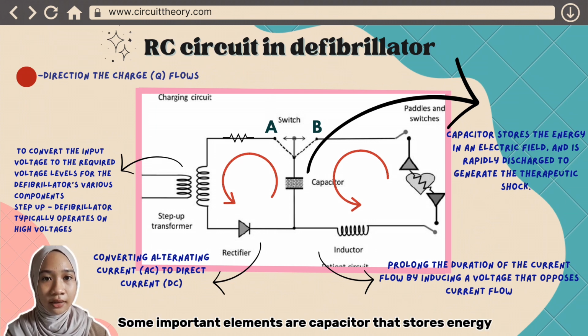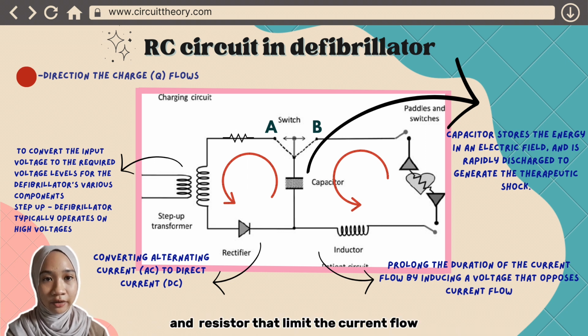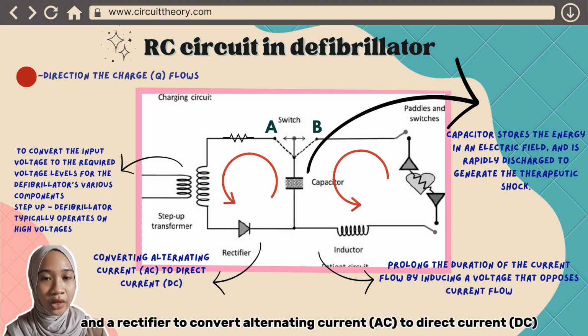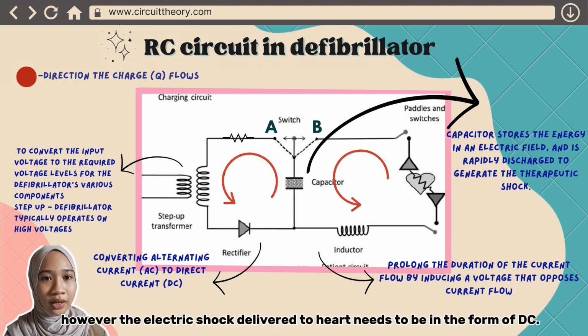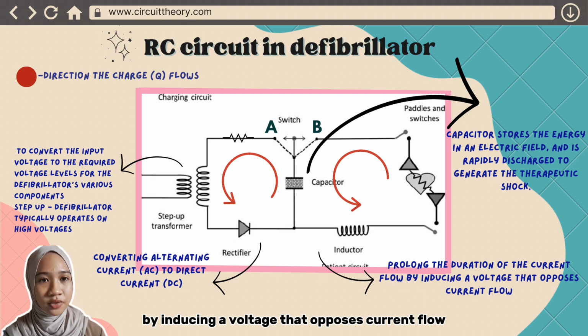Some important elements are a capacitor that stores energy and discharge to generate the shock and resistor that limit the current flow. This circuit also has step-up transformers, as the defibrillator typically operates on high voltage, and a rectifier to convert alternating current AC to direct current DC. Most of the medical devices are in the form of AC, however, the electric shock delivered to heart needs to be in the form of DC. Lastly, an inductor to prolong the duration of the current flow by inducing a voltage that opposes current flow.